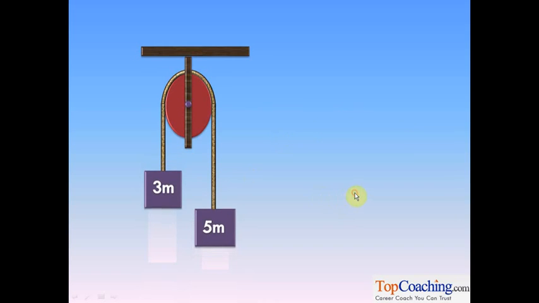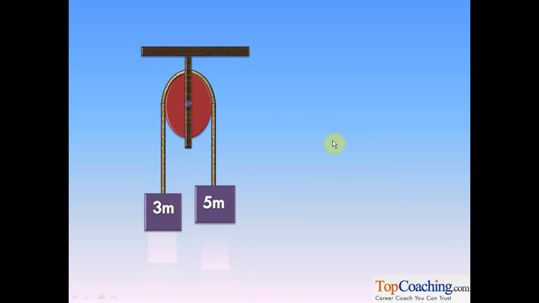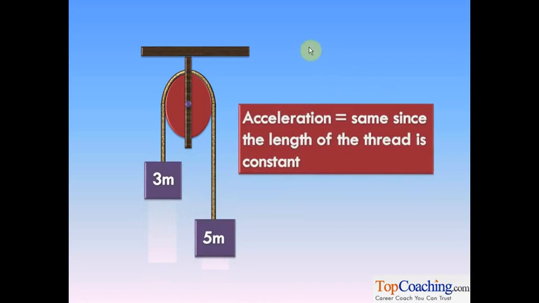Let's try to find out the acceleration of the 3m block and the 5m block in this case. The acceleration of the 3m block and the 5m block in this case will be the same. That is because the length of the thread is constant. So if the 5m block has an acceleration greater than the 3m block, then the thread must be stretched, isn't it? The 5m block has to move further away from the 3m block. That is not possible since the length of the thread is constant. So in these cases, when there is one thread connecting two blocks, the acceleration of the two blocks will be the same.